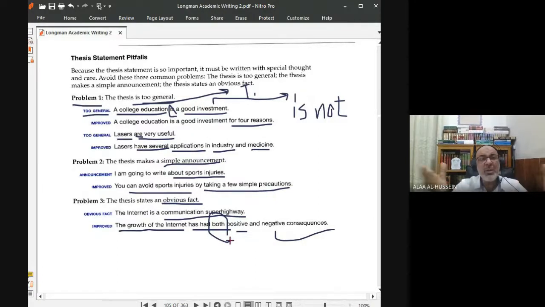Okay? So any question, please? So we have to avoid three things. When we write our thesis sentence, we have to avoid being too general. We have to avoid giving simple announcements. We have to avoid giving obvious facts. We should write a specific controlling idea, and it would be better to write sub-ideas always. Even when we say, for example, for two reasons, or in two different ways, okay?